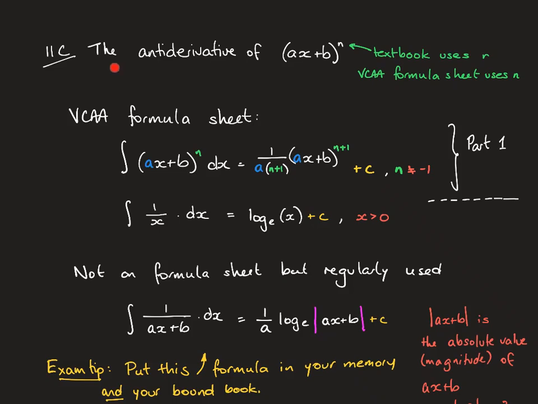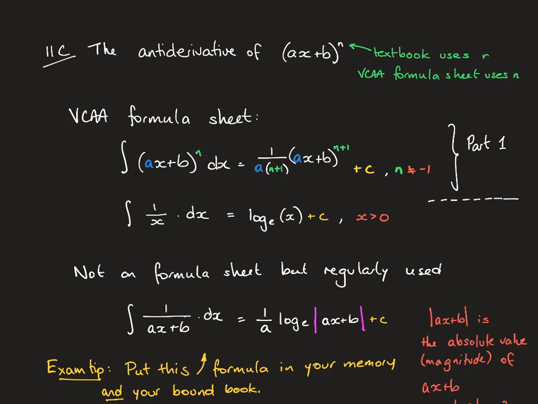In this video we're going to look at the antiderivative of (ax + b) all raised to the power of n. Now the Essentials textbook uses the letter r, but the VCAA formula sheet that you get in the exams and in the study design actually uses the letter n. So that's the letter that I'm going to work with, and it sits comfortably with all of the work that we've done with differentiation using n as our power up here as well.